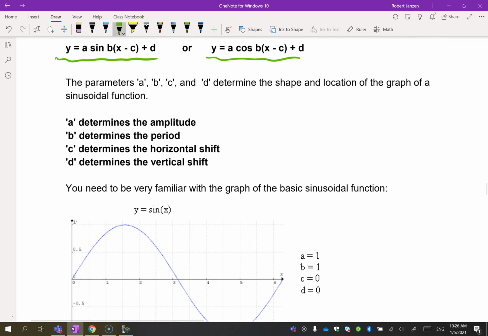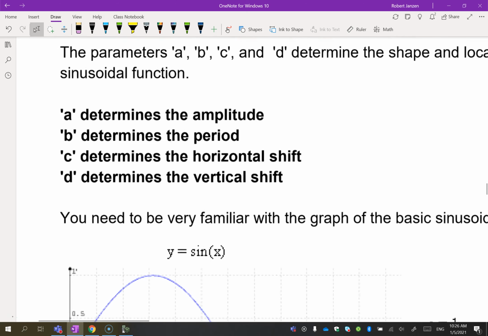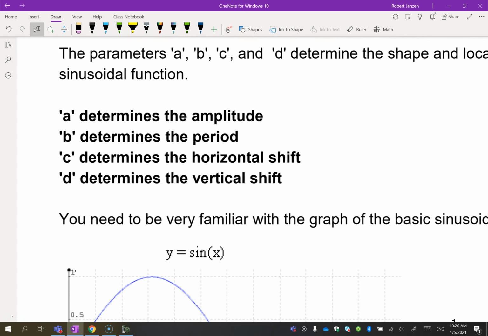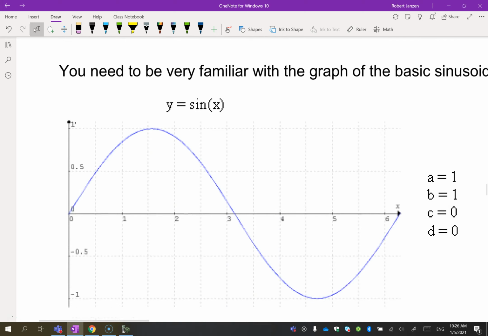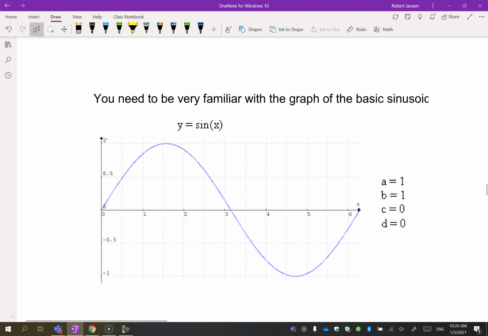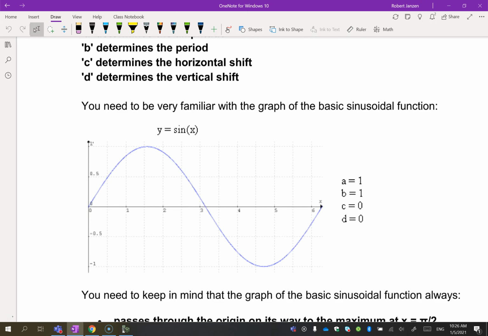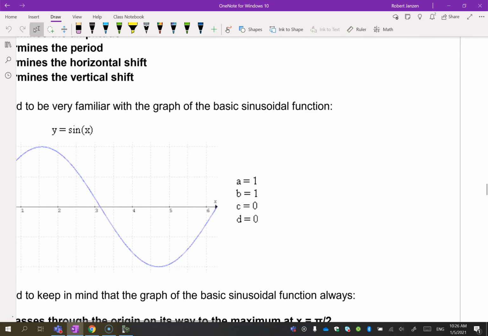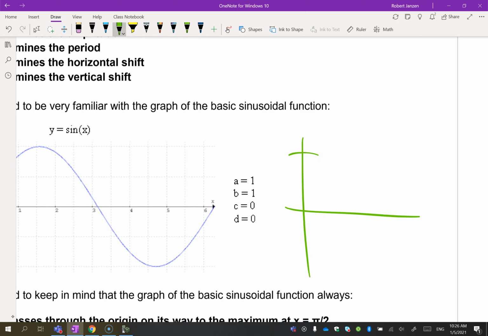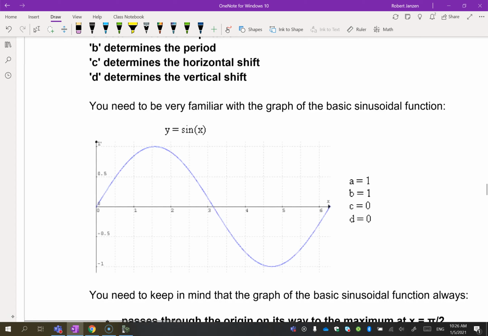Okay, and remember a couple of the parameters. What was A, what was B, what was C, what was D? What did those do? Okay, I just want to go over this a little bit. You need to be very familiar with the graph of the basic sinusoidal function, whether it's sine or cosine. Cosine looks more like this. You need to know it really well to do these questions.